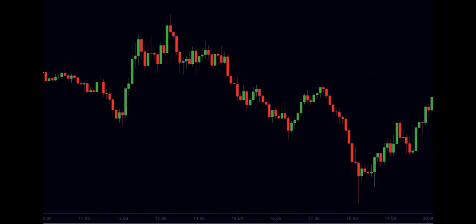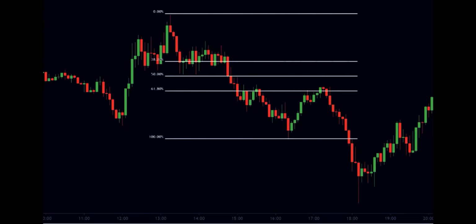Similarly, in a downtrend, we take an impulsive move and plot a Fibonacci retracement tool. We can expect the price to pull back and find resistance on one of these 3 levels. After touching these lines, the price will resume the downtrend.